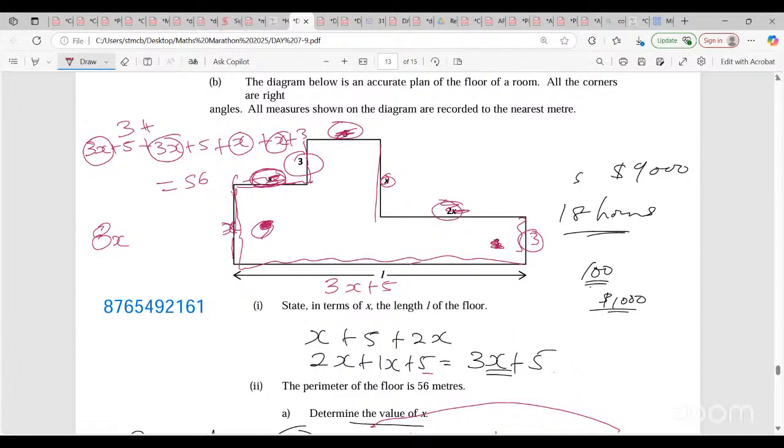So now, guys, if you students have stuck with me, we have 5 and 5, 10, and 3 and 3, that's 16.